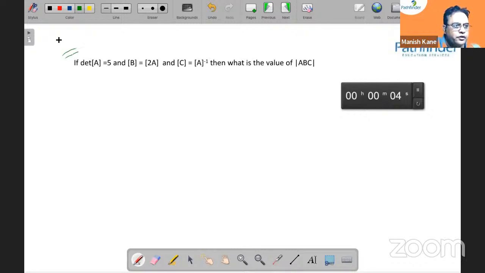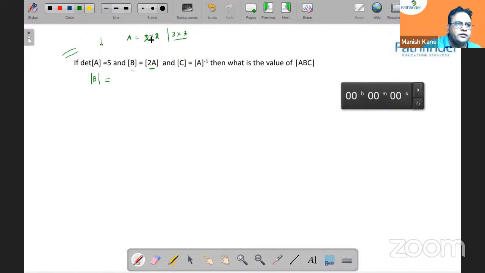इस तरह का क्वेश्चन मेरे ख्याल से पिछले 1-2 साल पहले ही आ चुका है। अब देखो, B is 2A. What does that mean? If B is 2A, the determinant of B. Now, one thing that has to be given here is ABC. A is a 2x2 matrix or 3x3 matrix. ये दिया होना चाहिए था, ये शायद मिस हो गया इस क्वेश्चन में.